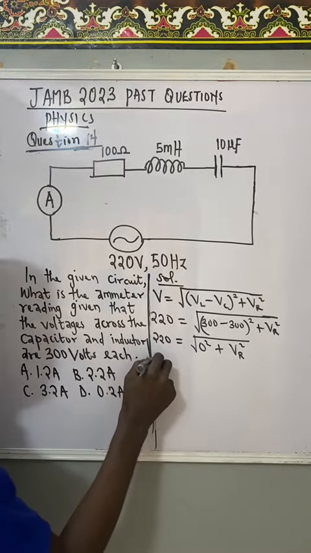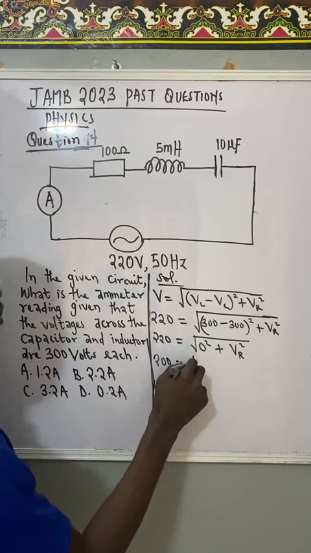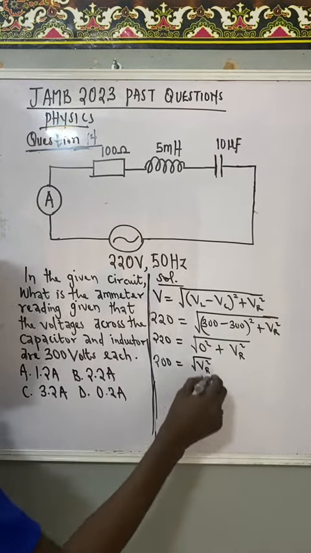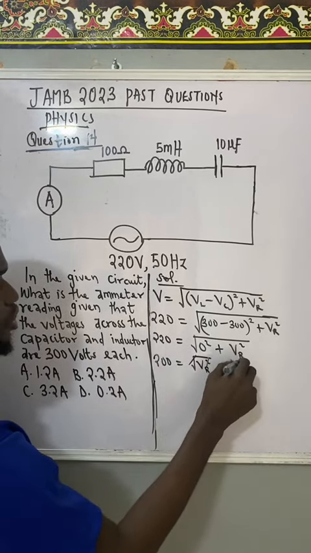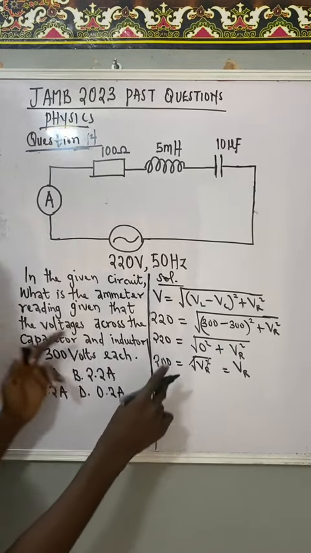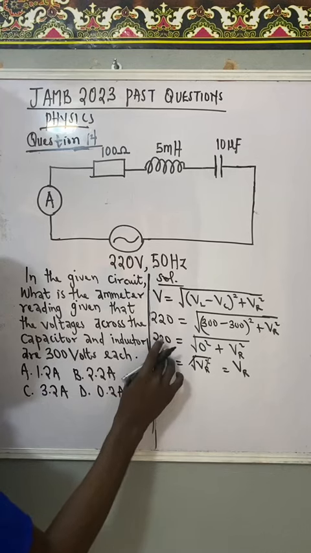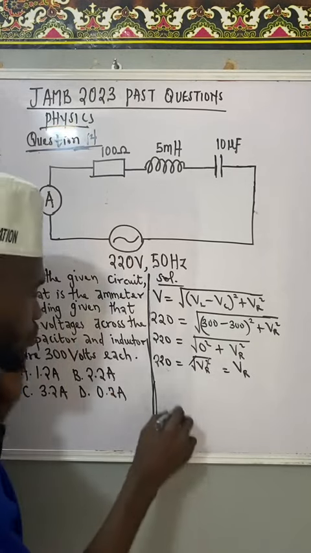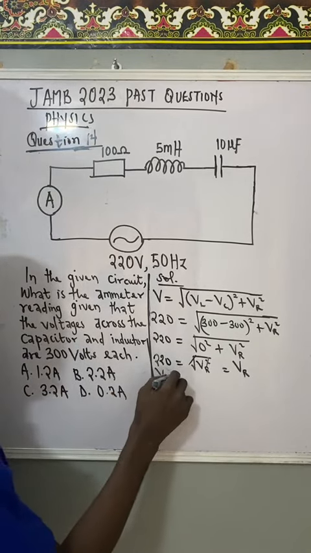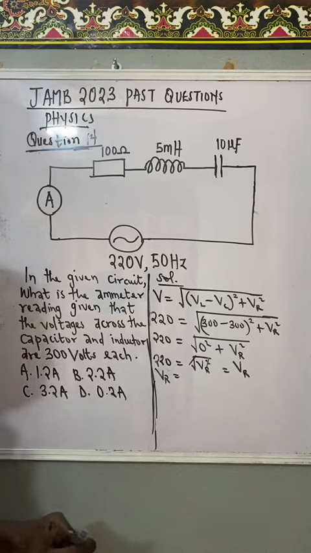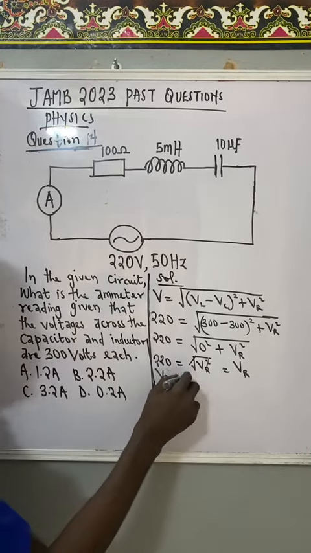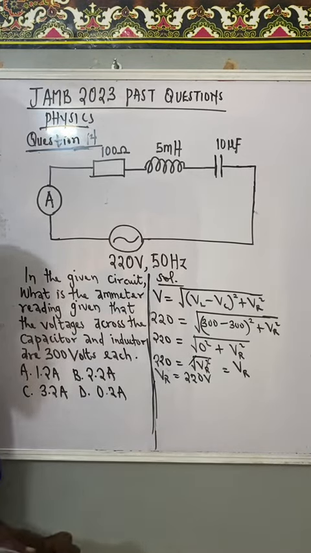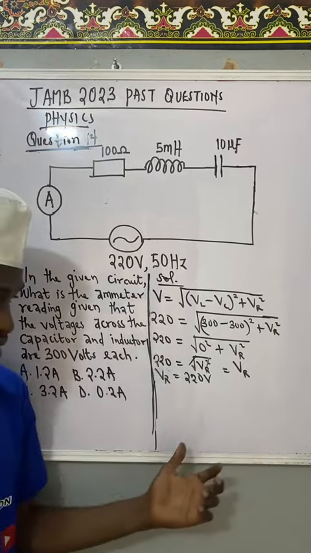Now, 220 equals the square root of VR squared, because 0 plus anything is that thing. The square root cancels the square. That means we have VR, and VR is also equal to 220 volts. So that means the voltage across the 100 ohms resistor is also the same as the total voltage of the circuit.